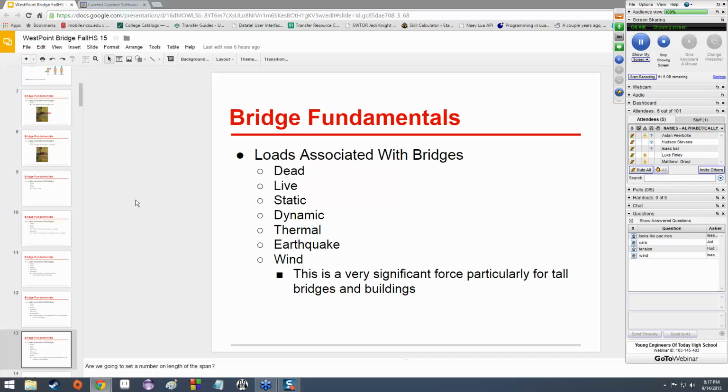Wind. This is a pretty significant force to account for, especially for tall bridges and tall buildings, because as you go up higher into the atmosphere, the wind is faster because there are fewer things to break the wind speed. I mean, we've never gone up high enough with structures to really hit a jet stream or anything like that. But those things are kind of nasty. You'd have to worry about that.